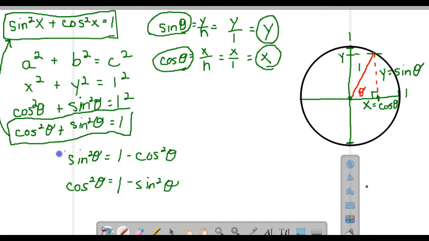So, these are the little hidden manipulatives of this identity.